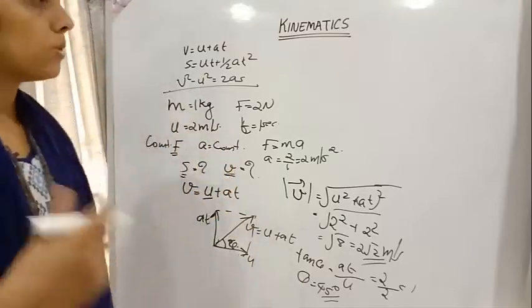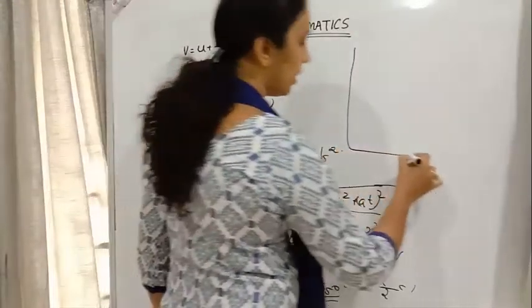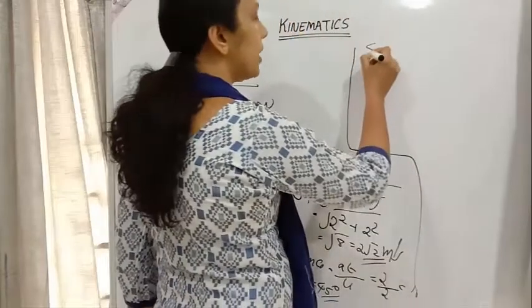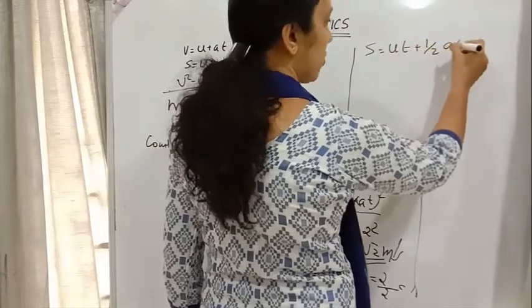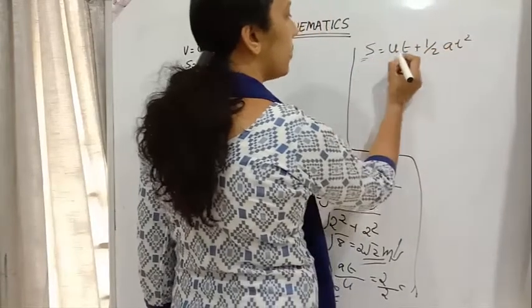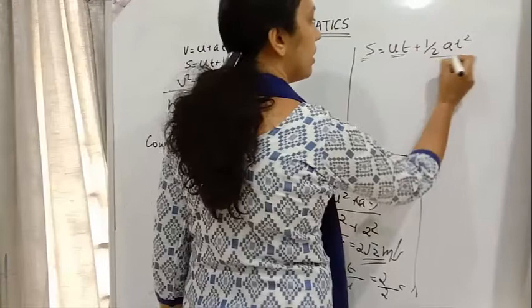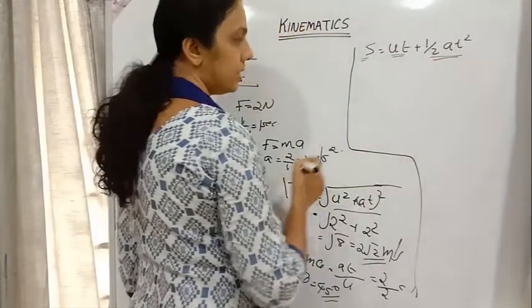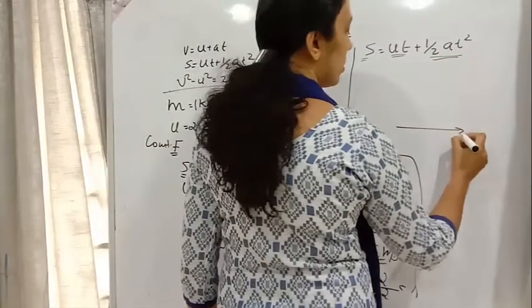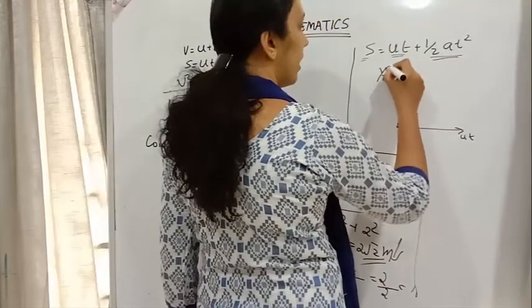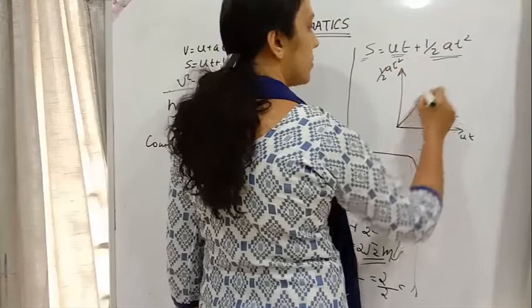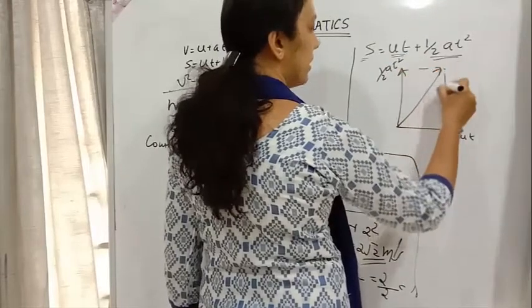Now can you find out the displacement? The displacement equation we know: S is equal to ut plus half at square. To find out S, what we can do? We can draw the vectors for ut and half at square. See, this is ut and this is half at square. Then this will be the displacement vector.